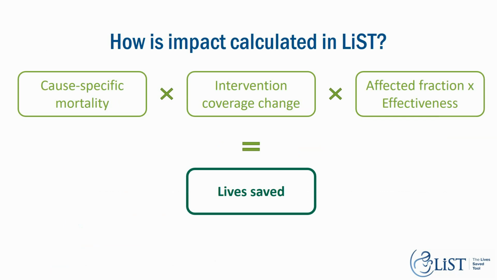Impact is calculated in LiST essentially through this multiplication that we do here. So we've got our cause-specific mortality that we multiply with the intervention coverage change, that we multiply by a multiplication of the effective fraction and the effectiveness. And all of that gives us our impact, which in most cases will be the number of lives saved.